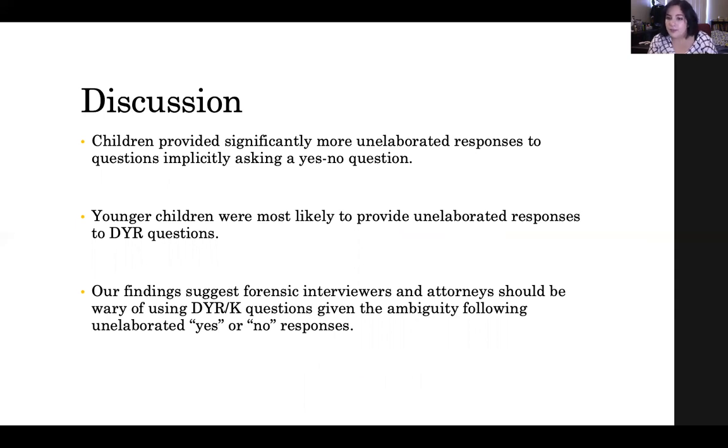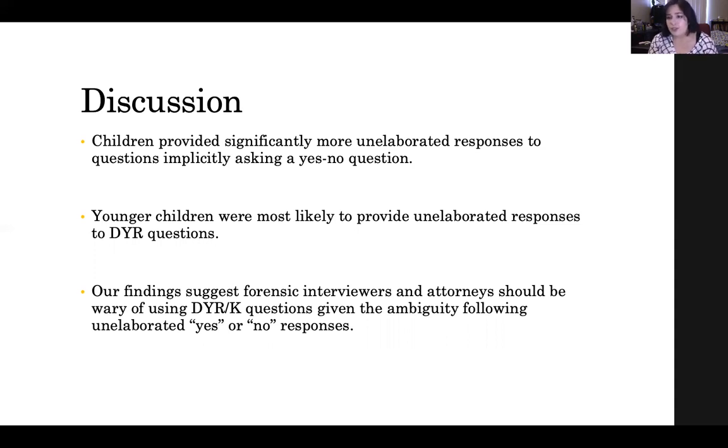And we also found a significant interaction between age and question type, where younger children were the ones who were most likely to provide unelaborated responses to "do you remember" questions, particularly these "do you remember" yes/no questions. Overall, our findings suggest that interviewers and attorneys really should be careful when using these types of questions, especially when the question is implicitly asking a yes/no response, because it's very unclear and ambiguous what the child means when they provide an unelaborated response.